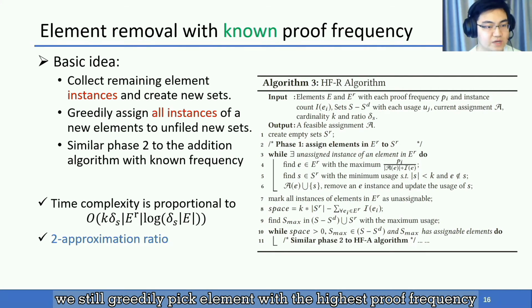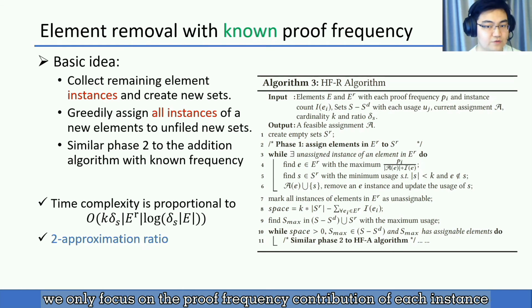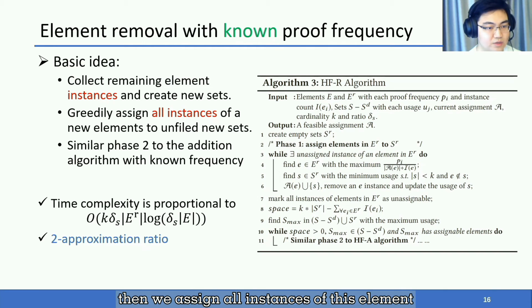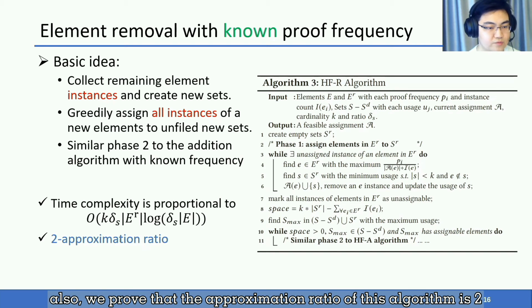We still greedily pick elements with the highest proof frequency. The difference is that we only focus on the proof frequency contribution of each instance. Then we assign all instances of these elements to different sets with current minimum usage. For the second phase, we use a similar one as the addition algorithm. Also, we prove the approximation ratio of this algorithm is 2.